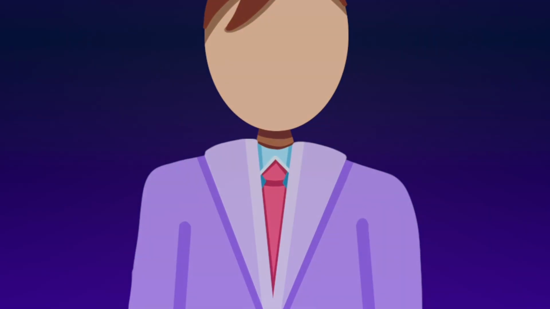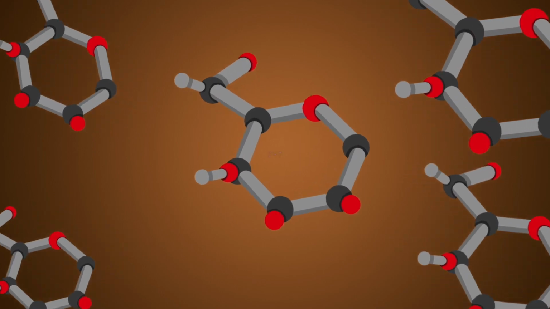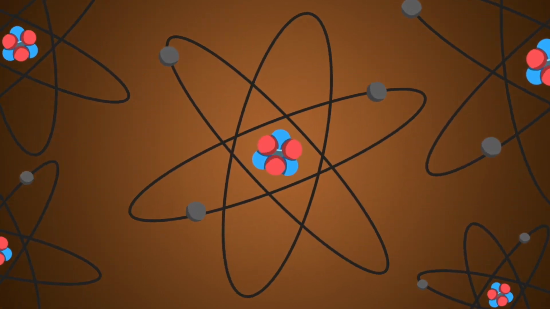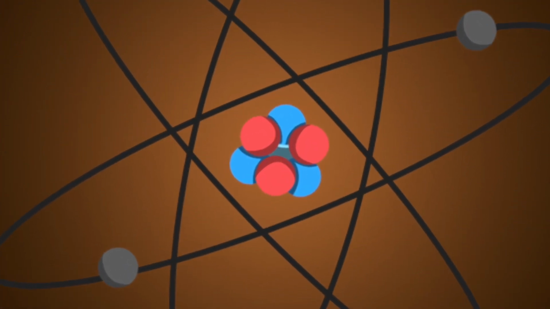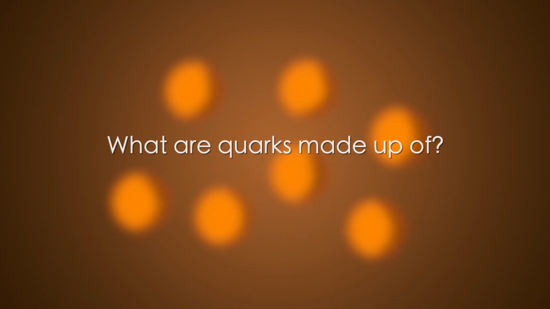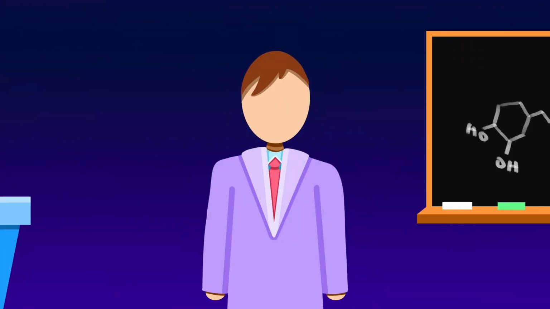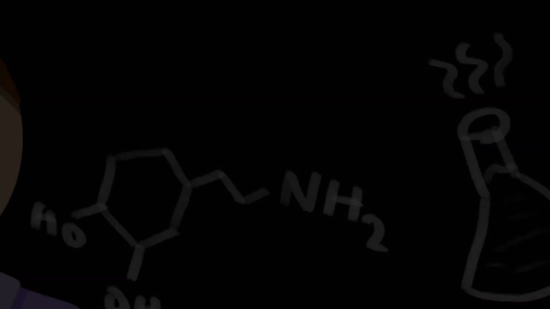We humans are made up of trillions of cells, which can be broken down into molecules, then atoms, and then protons, electrons, and neutrons. Even smaller are particles called quarks. But what are these made up of? Over decades of research, scientists have proposed a possible answer: string theory.